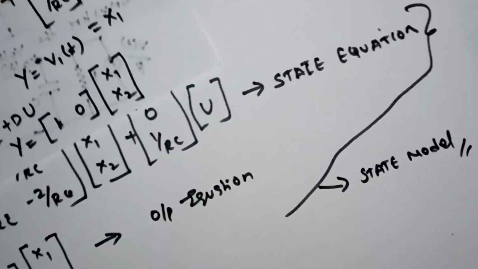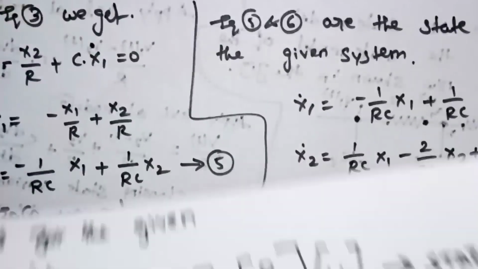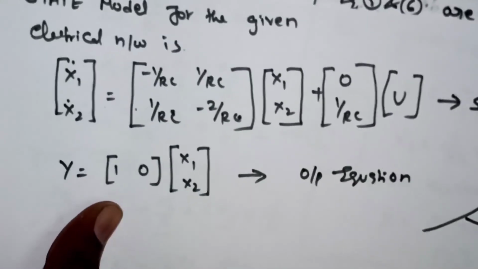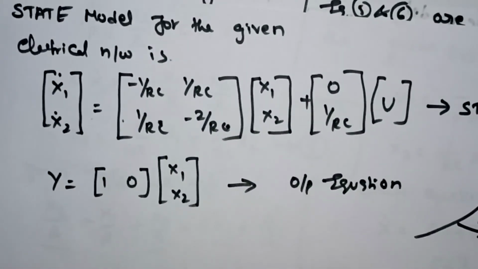Okay friends, this is how we find the state model for the electrical circuit. So this is the state model. Both the equations together are called the state model.